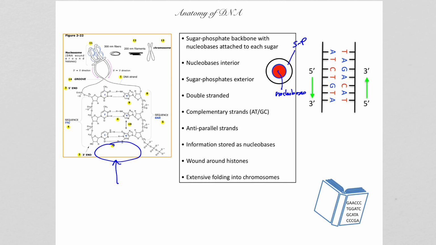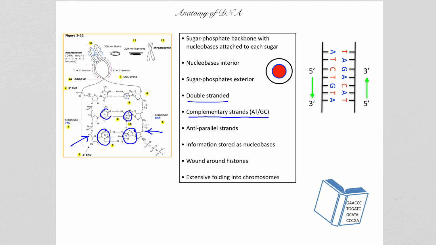The other important feature about DNA that we should keep in mind is the fact that the DNA is double-stranded. We have one strand here and the other strand there. And these two strands are complementary to one another, which means if you see a G on one strand, then the opposite strand will have a C. If you see an A on one strand, the opposite strand should have a T. So it always follows these ATGC rules.